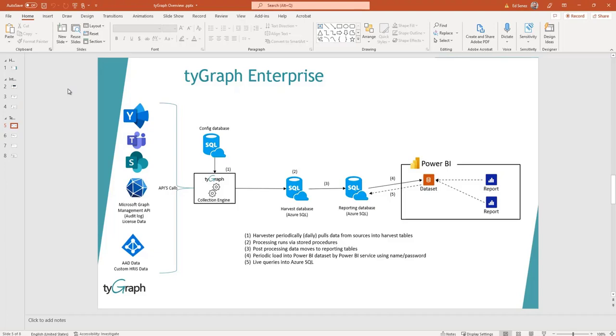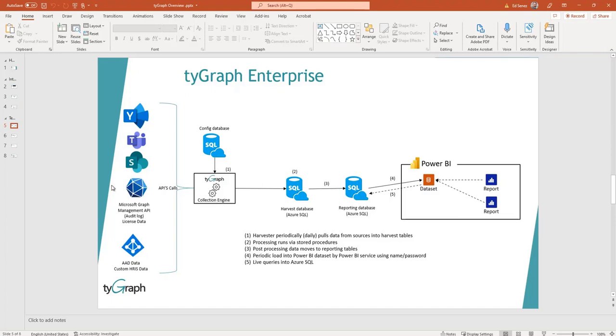In our tyGraph Enterprise product, one of the things that we're looking to do is pull together the data from multiple workloads. Think Yammer, Teams, SharePoint. And if you think about the Microsoft Viva strategy, that's very much what's happening. They're pulling all that data together and presenting it in one common platform.